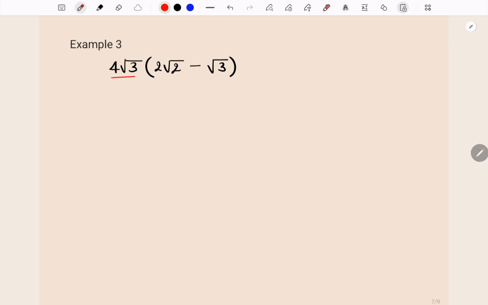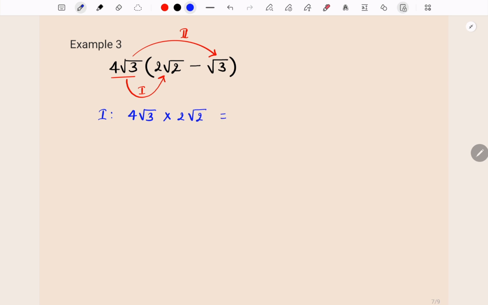So we need to multiply 4 root 3 with 2 root 2. That would be the first multiplication. And then we need to multiply 4 root 3 with negative root 3. That would be the second multiplication. Now, let's do our first multiplication. We have 4 root 3 multiplied by 2 root 2.